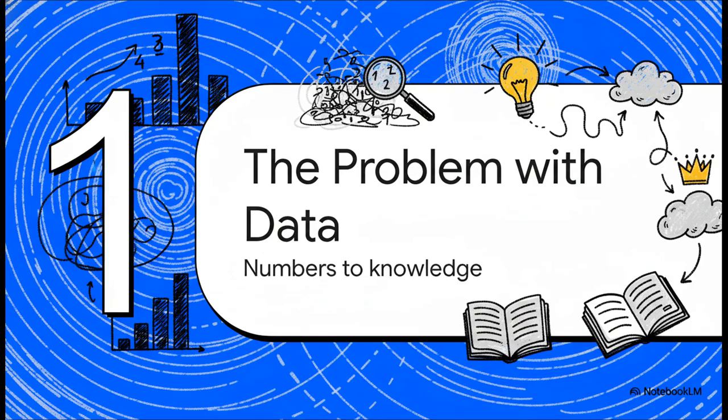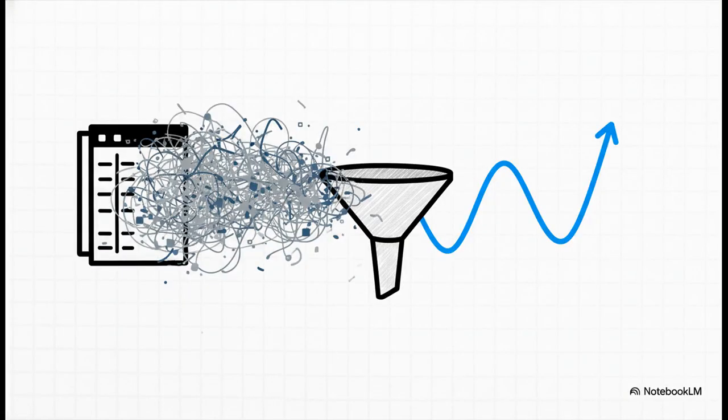So, let's talk about that problem. The thing is, the issue isn't really having too much data. It's that we don't know how to translate it. How do you take all those numbers and turn them into something you can actually use, into real knowledge? How do we find the story that the data is trying to tell us? And that right there is the key. Seriously, a spreadsheet with a million rows is basically just noise. It's meaningless until it helps you answer a question.